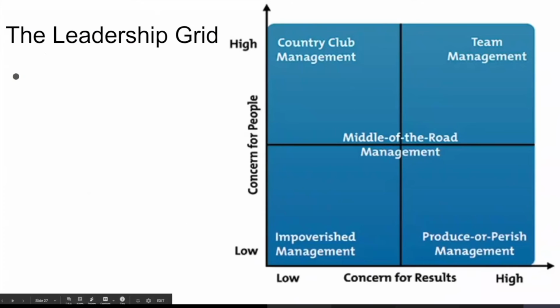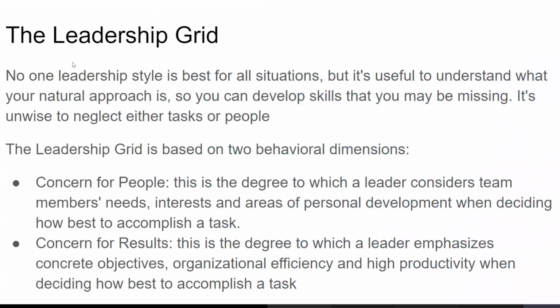The other dimension is concern for the job, or concern for results, low or high. So we can imagine a leader's behaviors fitting somewhere in the intersection of those two dimensions. This is called the leadership grid. No one leadership style is best for all situations, but it's useful to understand what your natural approach is.